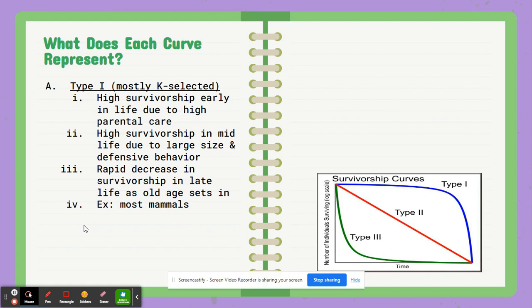Some examples of organisms that display things like type 1 are going to be most mammals, things like elephants, whales, and even humans all display that type 1 survivorship.